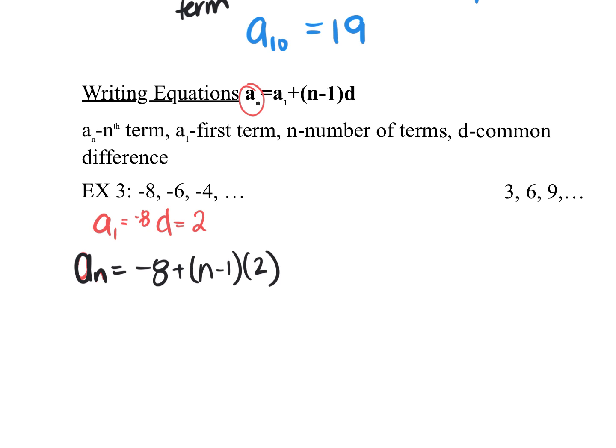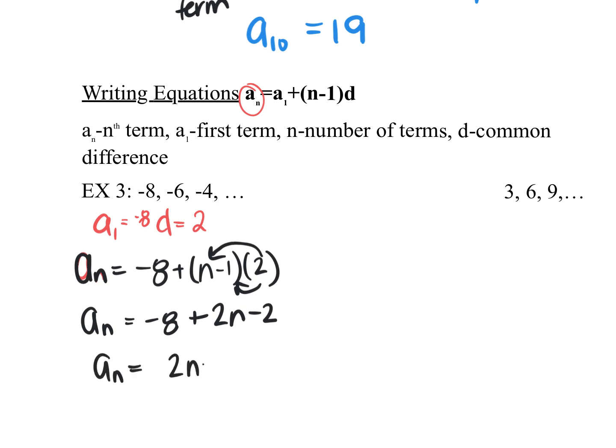You're going to plug in just your A1 and your D, and then we're going to distribute and simplify. So my rule is AN, negative 8, distribute the 2, 2n minus 2. Wait, this should be a plus sign. And then that is 2n minus 10. That is the rule for the sequence.